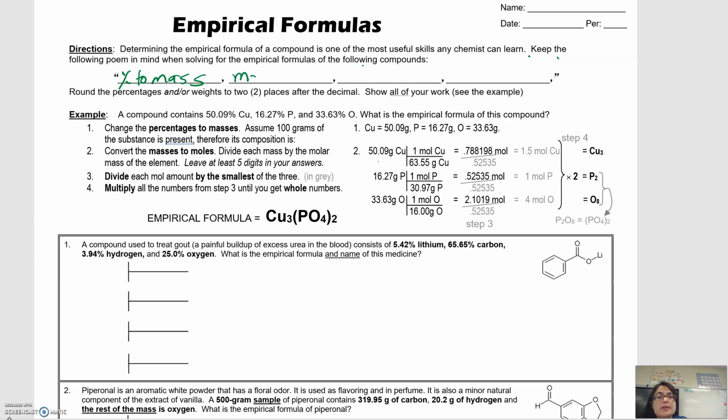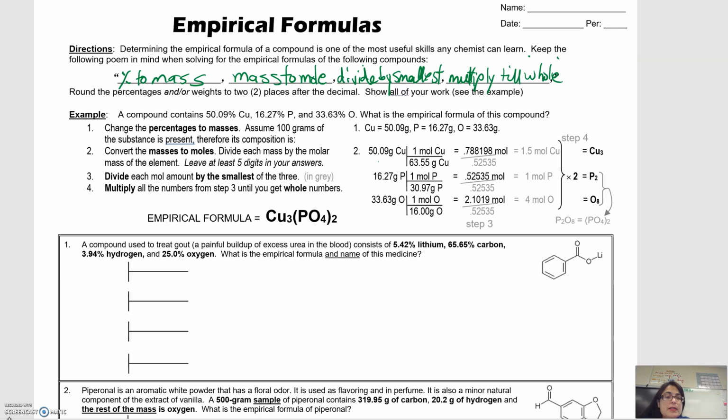Percent to mass. So you're going to take the percents and write them down as mass, and then mass to mole, divide by smallest, and multiply. So basically what I'm saying is that we don't want any fraction, okay? Multiply till whole.